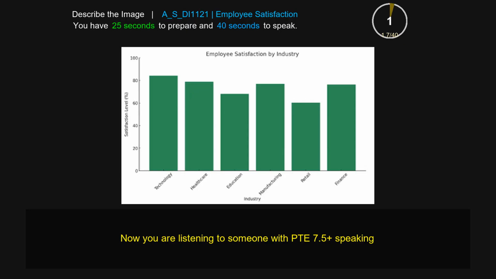The given bar chart provides information about employee satisfaction by industry. From the picture, we can see the value of healthcare and manufacturing is higher. We can see the highest value is in technology, which is more than 80%, and the lowest value is in retail, which is 60%. Also, we can see manufacturing and finance have a value below 80. In conclusion, this picture provides information about employee satisfaction by industry.